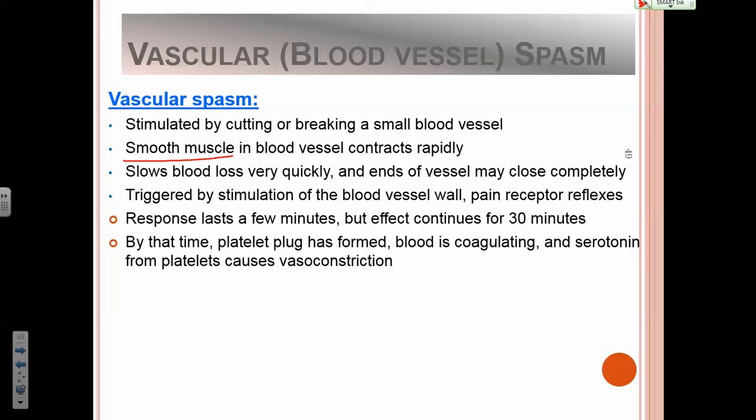It contracts. And a lot of these smooth muscle cells encircle a blood vessel wall. So when they contract, do you see how it constricts the blood vessel? And if it's a tiny blood vessel, that constriction may be enough to close it off. So that's a blood vessel spasm.